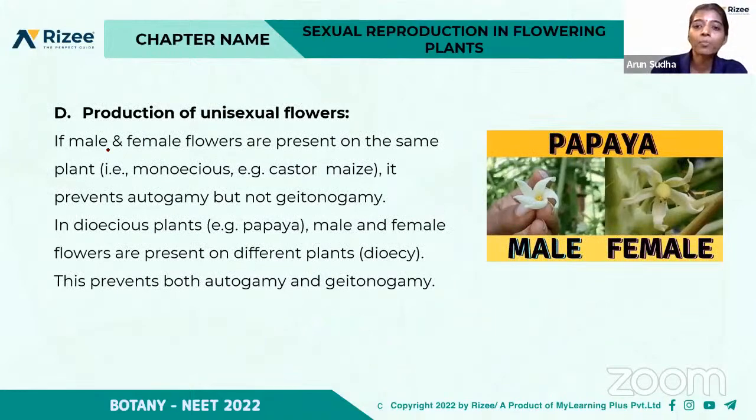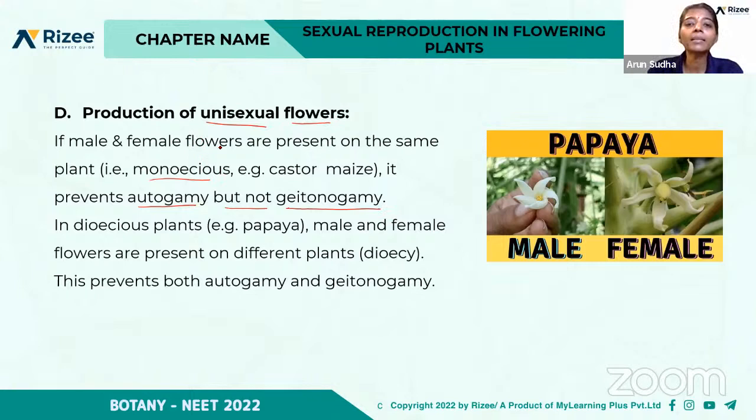Then next is the production of unisexual flowers. That is one way of avoiding self-pollination. If both male and female flowers are present on the same plant, that is monoecious, right? All these terms we saw, right? Monoecious prevents autogamy, but not geitonogamy.